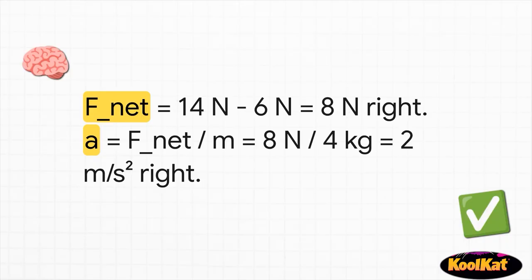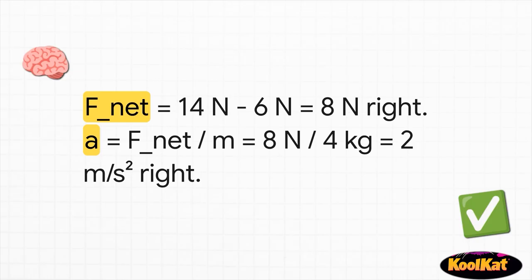Let's break it down. First, we need the net force, the overall winner. So, 14 to the right minus 6 to the left leaves us with a winning force of 8 newtons to the right. Easy enough. Now we bring out our secret weapon. F equals m times a.